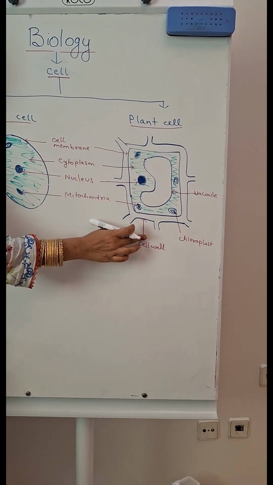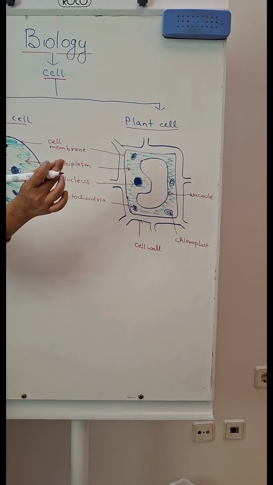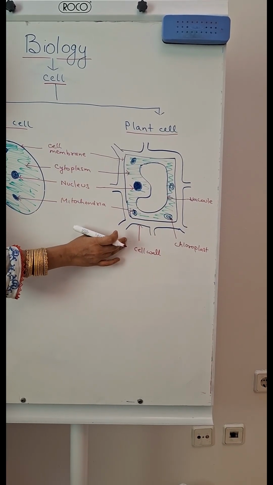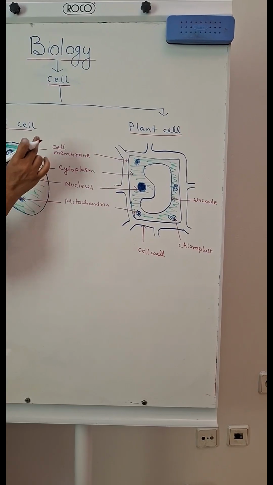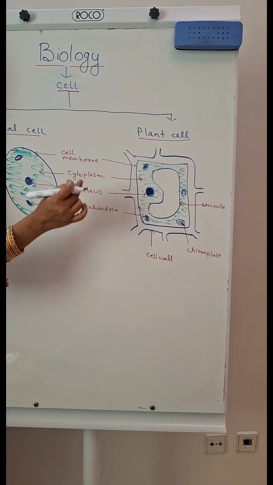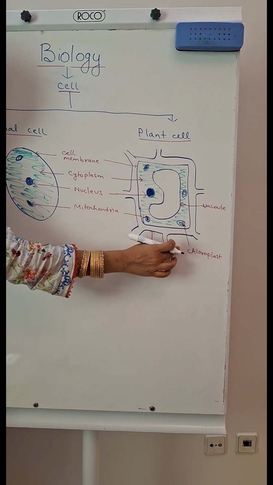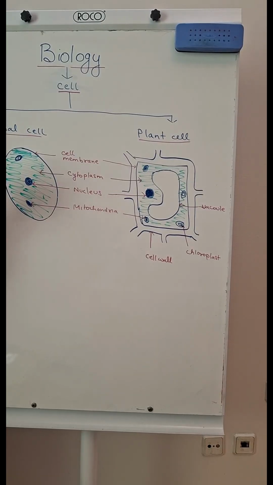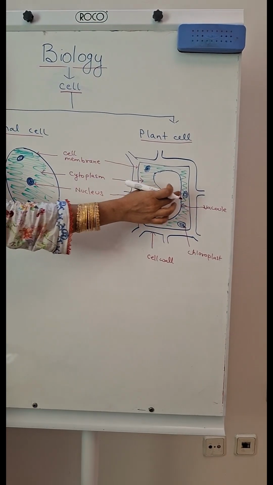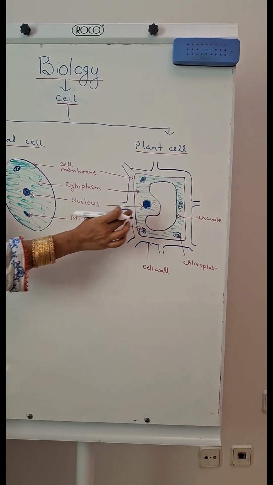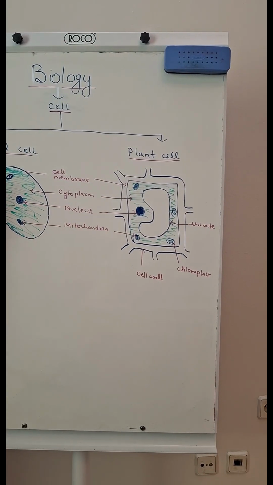Which means if a cell wall is present in any cell, then that cell is not an animal cell, it is a plant cell. Similarly, if chloroplast is present in any cell, that cell is not an animal cell, it is a plant cell. So these three cell structures are present only in plant cells.